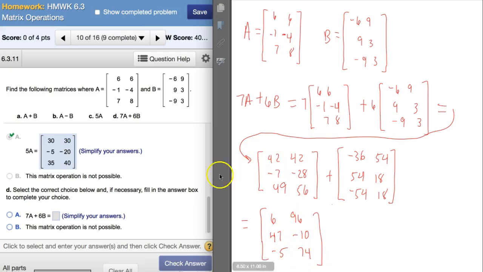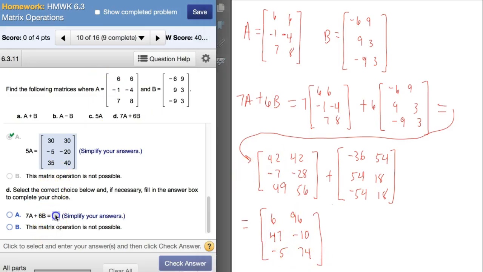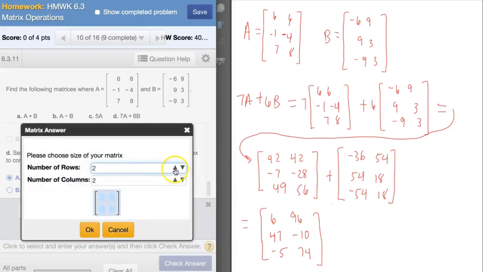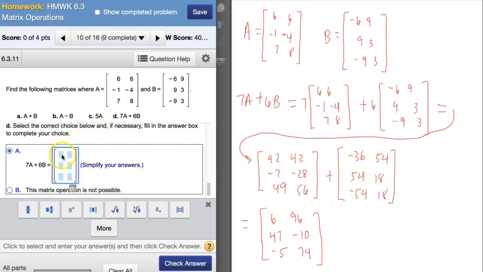And so this should be the final matrix that we type in. Of course, this is 3 by 2 as well. And let's go ahead and type it.